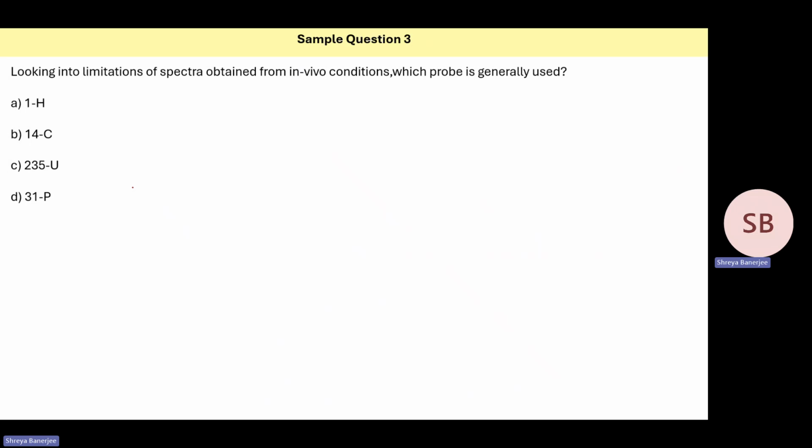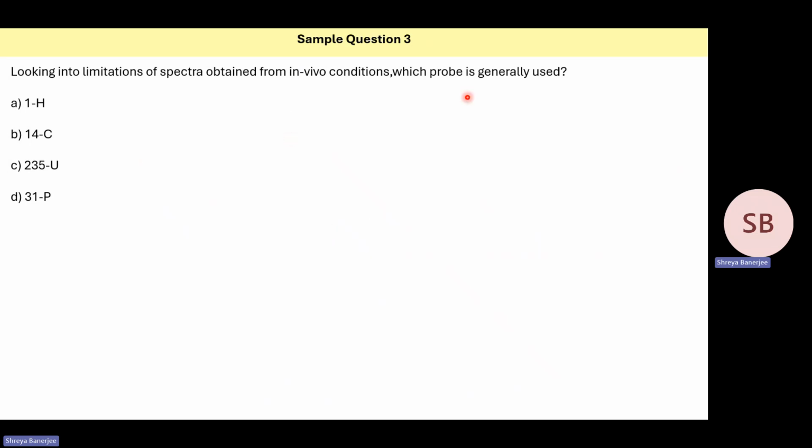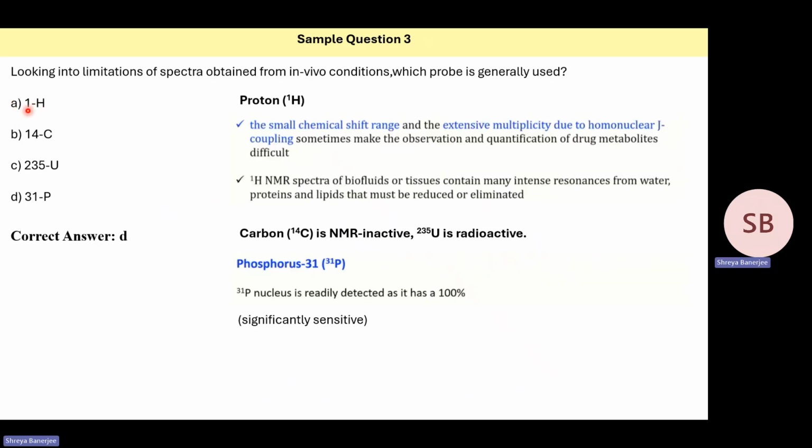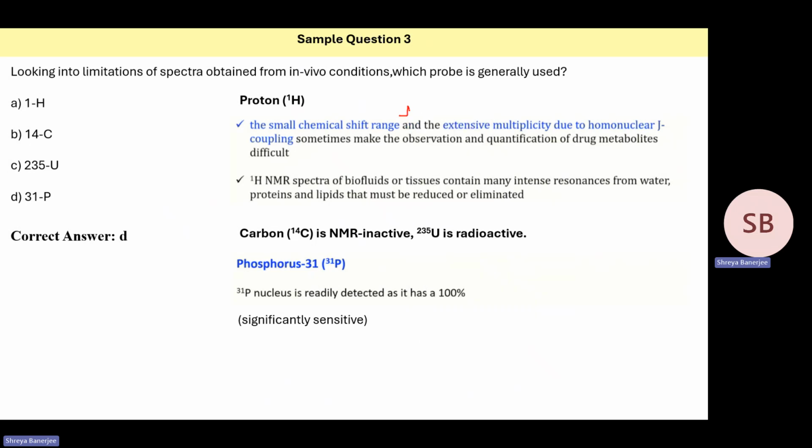Then you have a question. Looking into the limitations of spectra obtained from in vivo conditions, which probe is generally used? Let us look at the different limitations. For 1H, the limitation is that the proton chemical shift range is small, only from 0 to 15 ppm. And we know that there is a lot of coupling in proton NMR, which leads to a lot of multiplicity. So for one peak, you can have a quartet. For another peak, you can have a triplet. So when there are many protons, resolving this becomes very difficult.